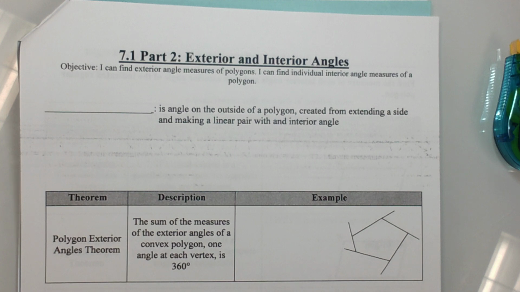Yesterday, we were looking at polygons' interior angles. And we found that there was a formula for finding the sum of said interior angles. It was 180 times n minus 2, where n was the number of sides.